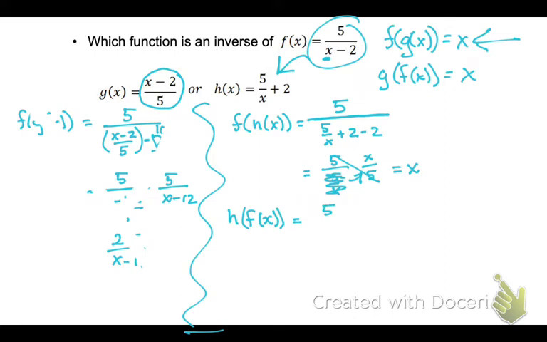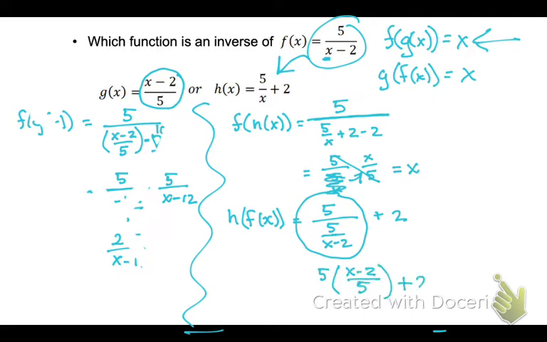So 5 over 5x minus 2 plus 2. Okay, well, let's worry about this first. How do we worry about it? Reciprocate. So 5 times x minus 2 over 5 plus 2. So the 5's reduce, yes? And plus 2 minus 2 is 0. And so it's an inverse. x. So h is the inverse of f, and f is the inverse of h.